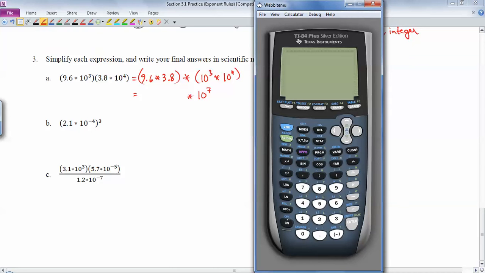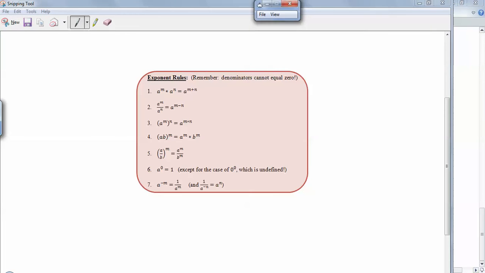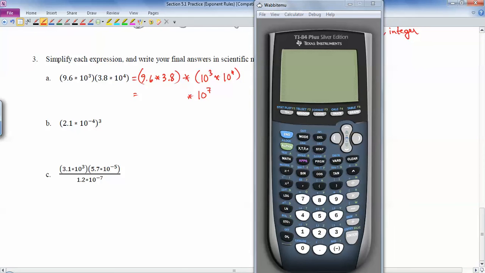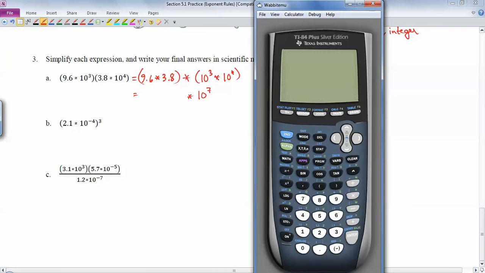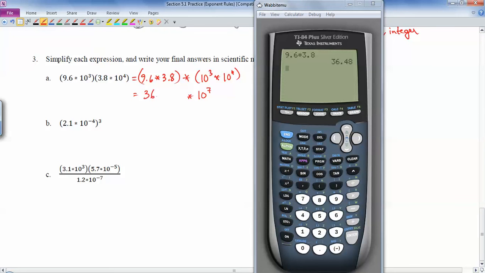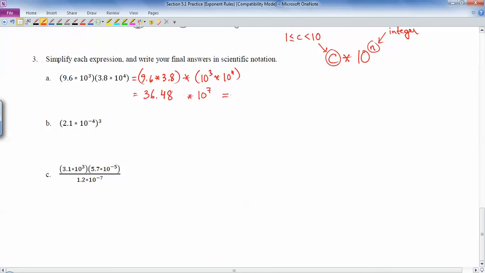Let me redo this. Here we go. 9.6 times 3.8 is 36.48. Well, I need it to be 3.648.